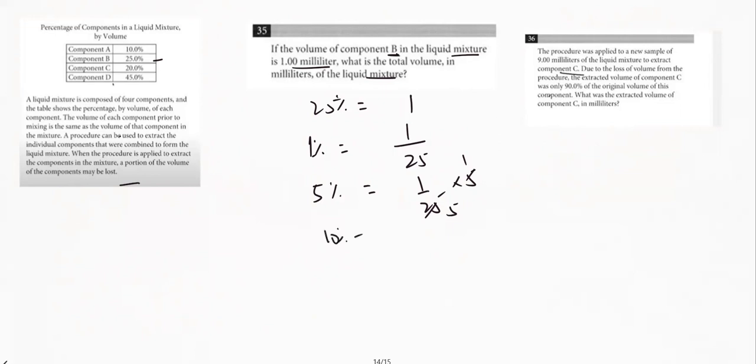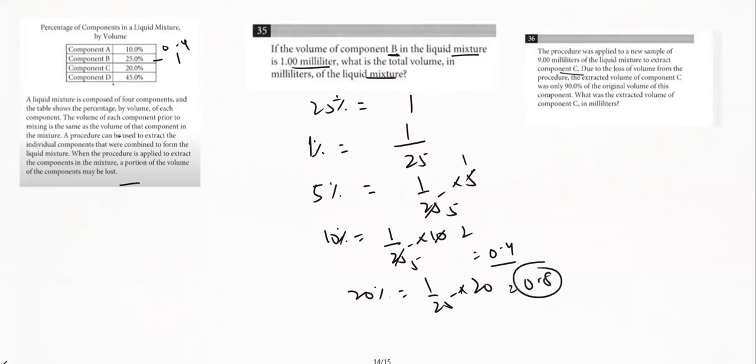Now the values which we have: 10%. So 10% would be 1 upon 25 multiplied by 10. So this is 2 upon 5, which is 0.4. This is 1. What would be 20%? 20% would be 1 upon 25 multiplied by 20. This is 0.8. Then 45%: 45 into 1 upon 25, 5 and 9, this is 1.8.